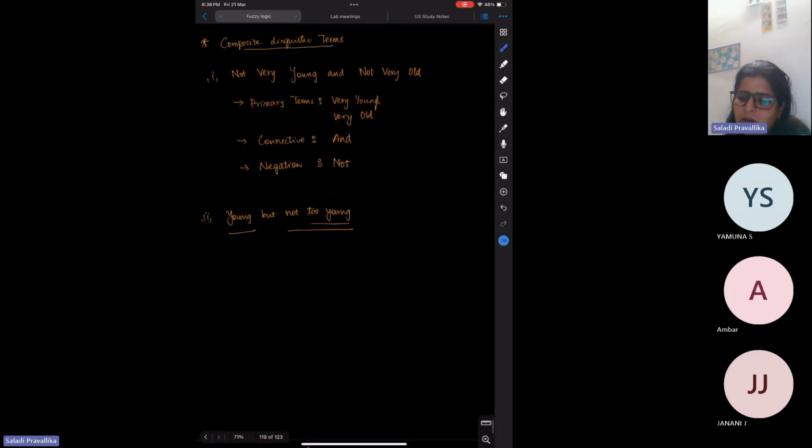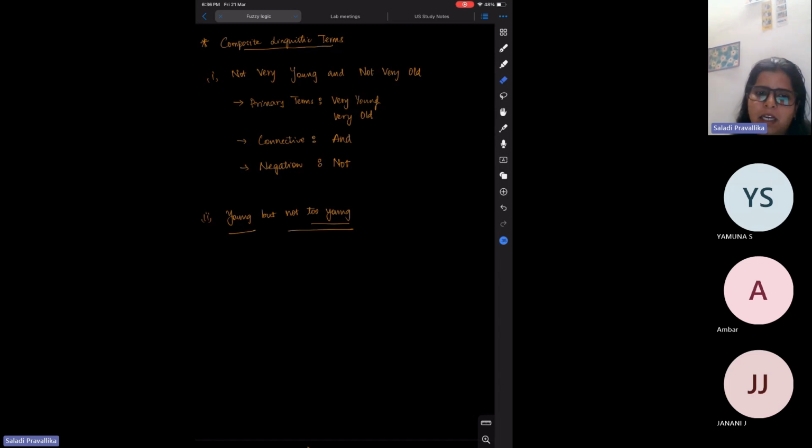Okay, so the last topic that we have come for now is composite linguistic terms. This is something that we have seen in the beginning also. The first one is "not very young and not very old." So here, let's identify groups.